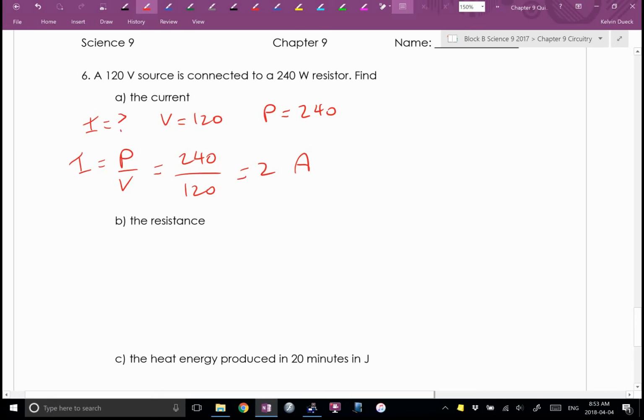2 marks for that. The resistance, now that I know the current, I think I can go R equals V over I. This is why I've been saying to you, Mansion, if you know 2 things, you know 4 things. If I know any 2 of power, resistance, current, and voltage, I can find the other 2. It's going to be V 120 over I 2. This is a 60 ohm resistor.